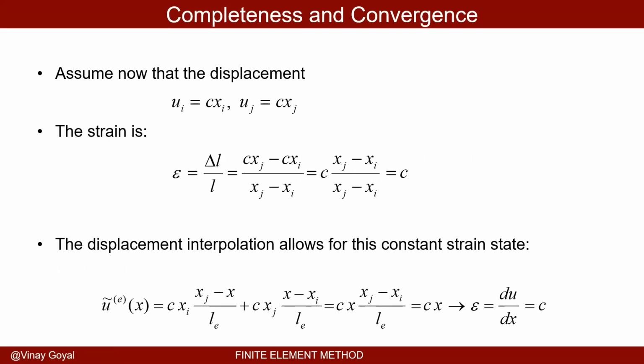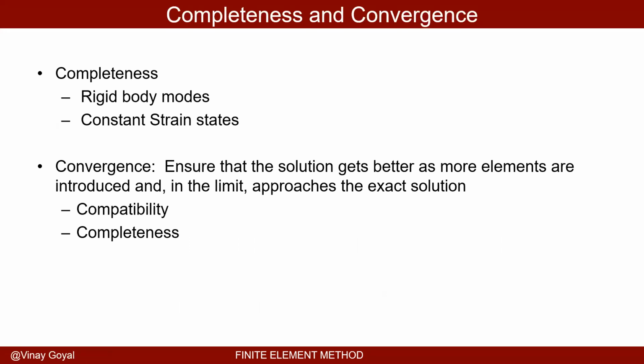This element allows you also to represent a constant strain. And so if you assume that the deflection looks like this, the strain becomes something like constant. So the displacement interpolation allows for a constant strain rate to be represented by this model. Completeness is all about rigid body modes, constant strain rates, and convergence is to ensure that as you increase the number of elements, you will approach the exact solution.